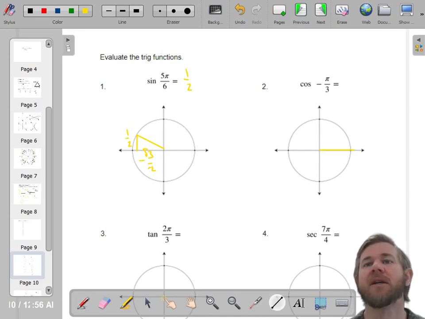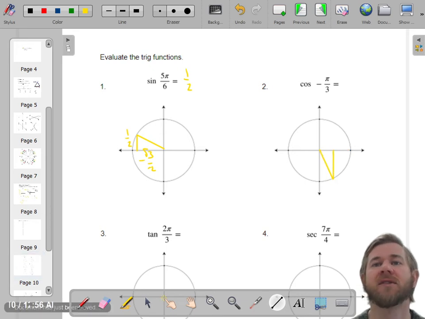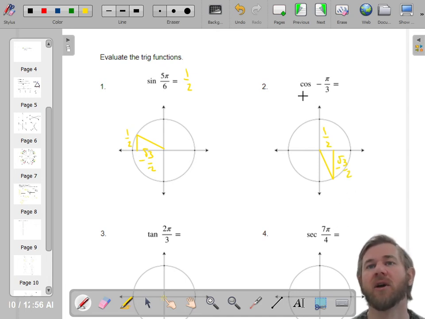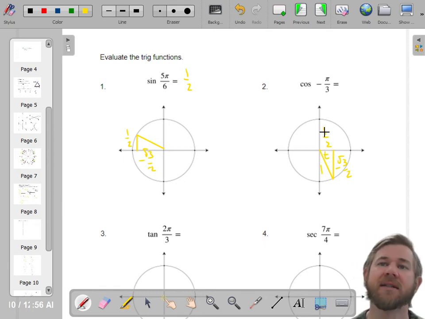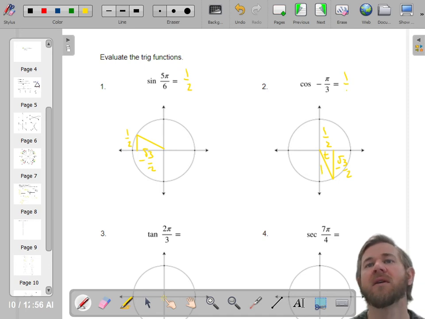Cosine of negative pi over 3. Pi over 3 is 60 degrees. We're going clockwise. So across from 60 is radical 3 over 2. And across from 30 is 1/2. What do we want? Cosine. Cosine is the x. If you think about this as your angle, adjacent over hypotenuse. We're on the unit circle. So the adjacent side is 1/2. The hypotenuse is 1.